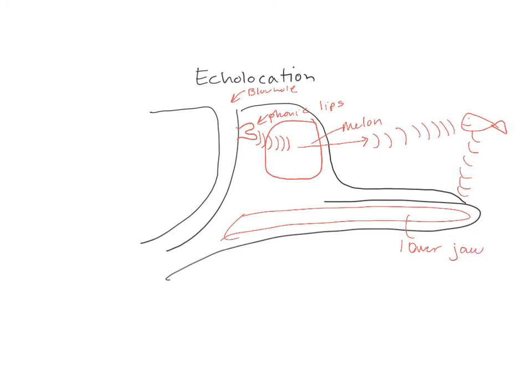Now, what's weird is you can hear through your bones as well. That's why you sound funnier to yourself than you do when you hear recordings of yourself, because the sound that you are making is bouncing off all the structures in your head, and so what you hear is not the same as what other people hear.